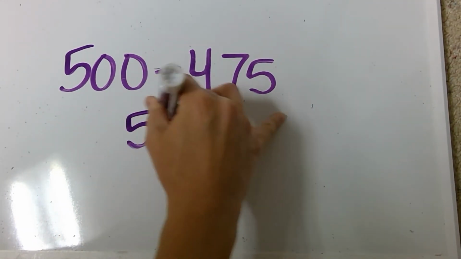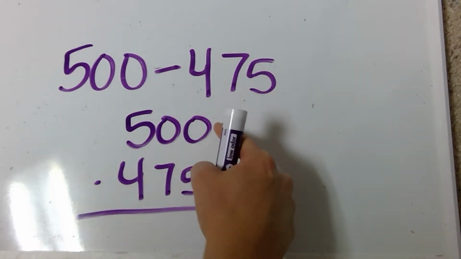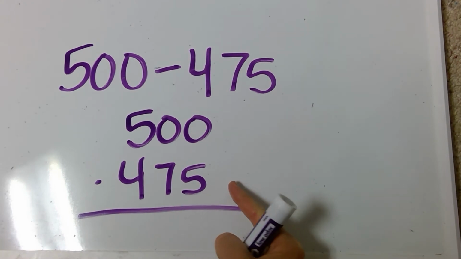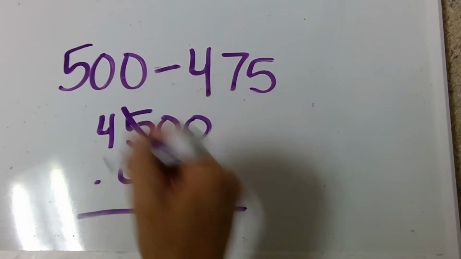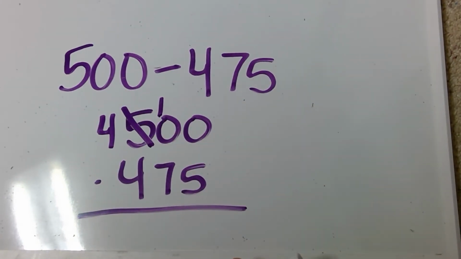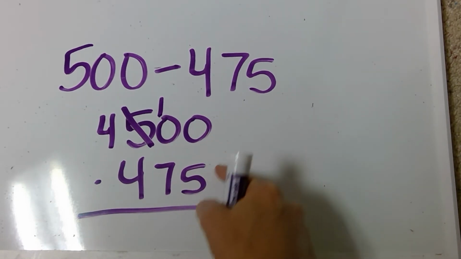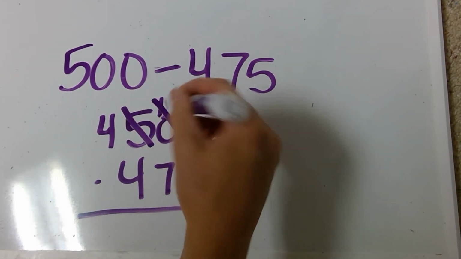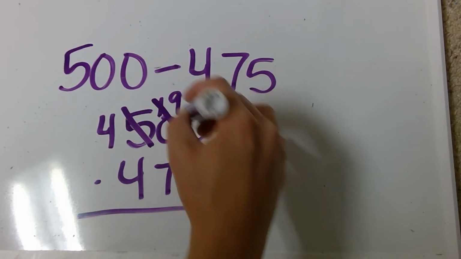I have 500, 475. 0 minus 5, I can't do it. Can't borrow from the 0, so I've got to borrow from the 5. It becomes a 4. The 1 that I just took from it makes this a 10. But I still can't do 0 minus 5, so I have to now borrow from the 10 because I can, and it will become a 9. And now this 0 becomes a 10.